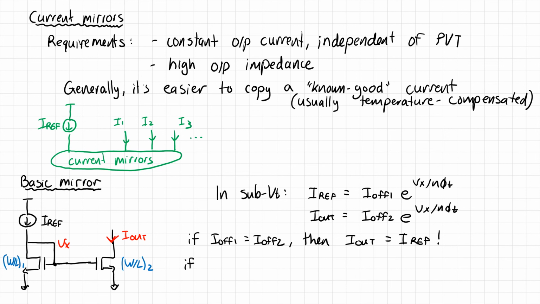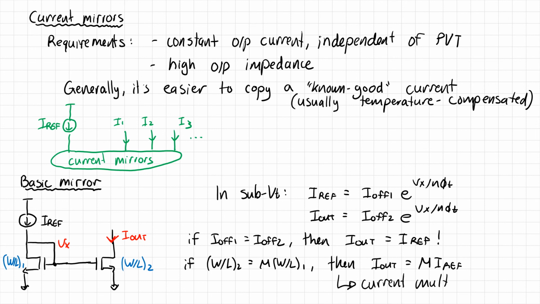If, on the other hand, we know that I off is proportional to W over L, so let's say that W over L2 is equal to M times W over L1, then what we can say is that I out is equal to M times Iref. Okay, so this becomes a current multiplier, or divider, if you will, right?